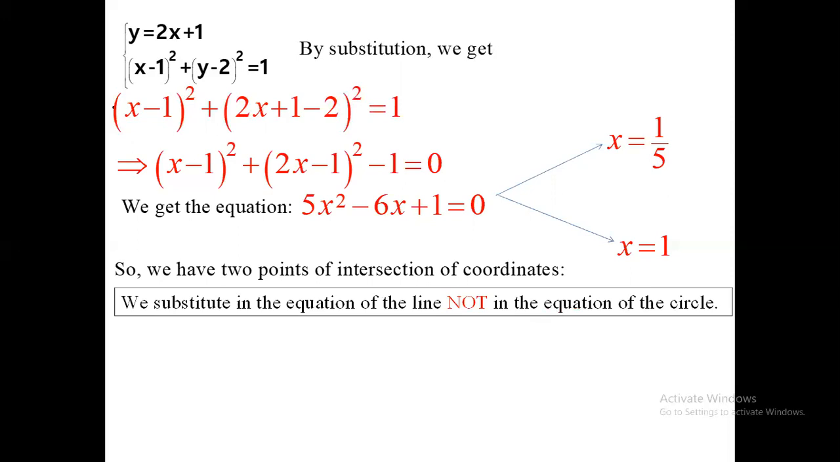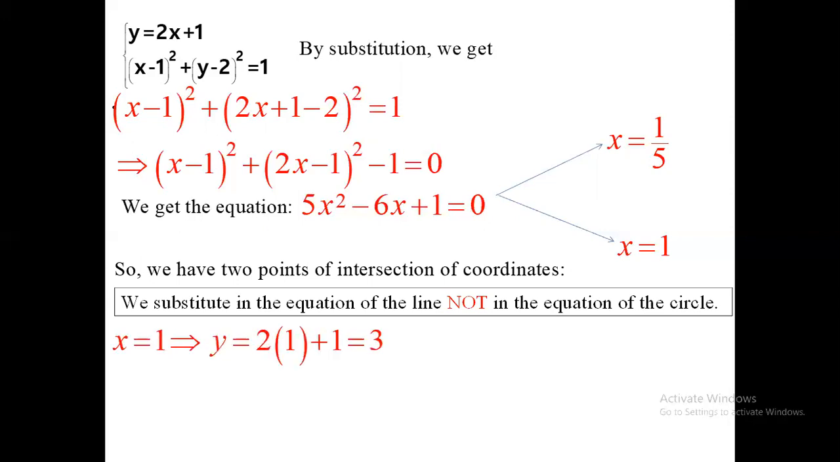To find the y coordinate of the point of intersection, you should replace in the line, and not in the equation of the circle. Because for the same x value, let's say x equals 1, on the circle you may have 2 points with x equals 1. So you have to make sure that the point is on the circle and also on the line. So usually, whenever you find the x values, to find the other unknown, you plug in the line.